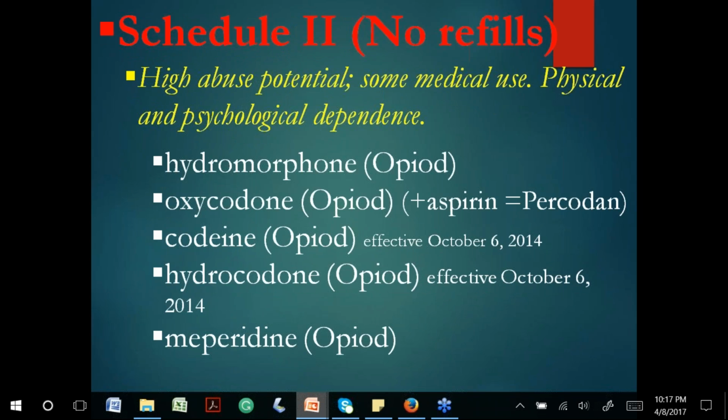Schedule 2 is less addictive. Schedule 1 is the most addictive, Schedule 2 less addictive, Schedule 3 less, Schedule 4 less, and Schedule 5 almost not addictive. Schedule 2 includes medications, for example, hydromorphone or oxycodone, which is Percodan. We have codeine, for coughing, which changed in October 2014. It was Schedule 3, now it's Schedule 2. Schedule 2 also includes hydrocodone and meperidine. So just remember codeine; codeine is one of the classical questions.